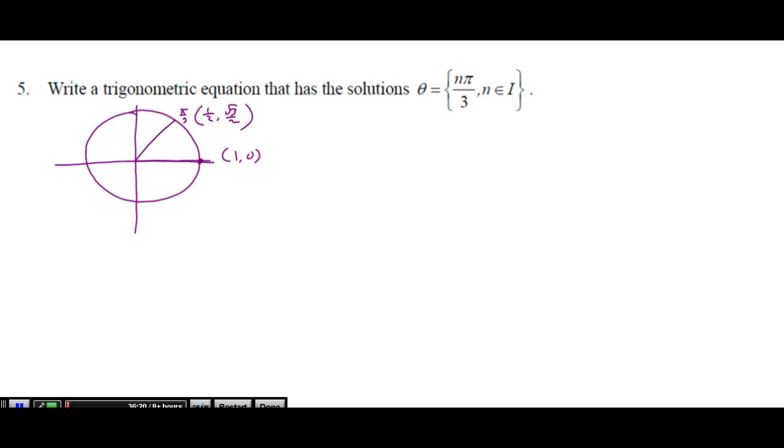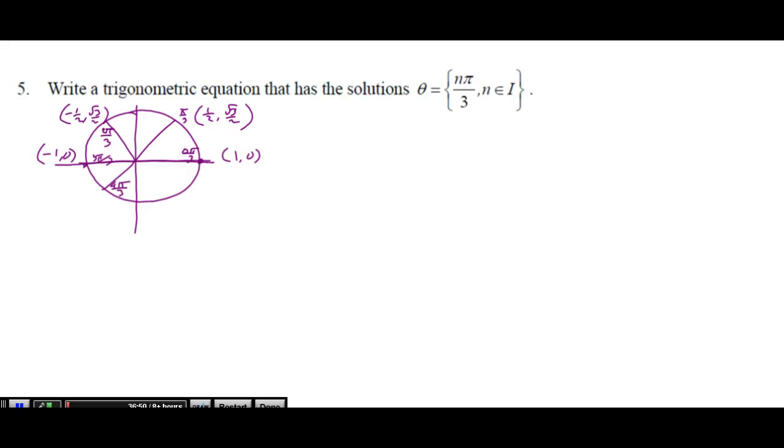What's the next pi over 3? 2 pi over 3. Okay, so there's 2 pi over 3. So that's just a reflection there, right? So negative 1/2, root 3 over 2. What's the next pi over 3? That's right, 3 pi over 3, which is just pi. So what's that at? Negative 1, 0. What's the next pi over 3?